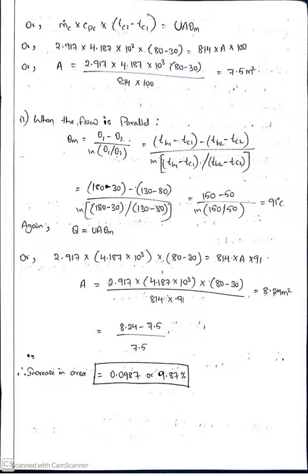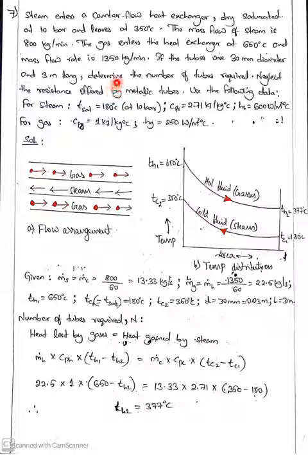Let's see how to solve the next problem. Steam enters a counterflow heat exchanger, dry saturated at 10 bar, and leaves at 350 degrees Celsius. The mass flow of steam is 800 kg per minute. The gas enters the heat exchanger at 650 degrees Celsius and the mass flow rate is 1350 kg per minute. Now if the tubes are 30 mm diameter and 3 meters long, he has given the dimensions of the tube. Determine the number of tubes required. So he is asking the value of N. Keep this in mind: neglect the resistance offered by the metallic tubes. So we shall neglect this in solving the problem.